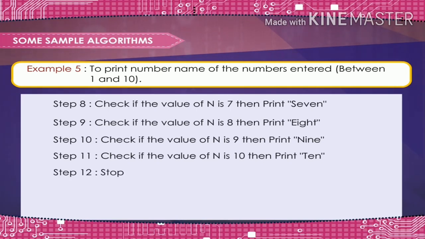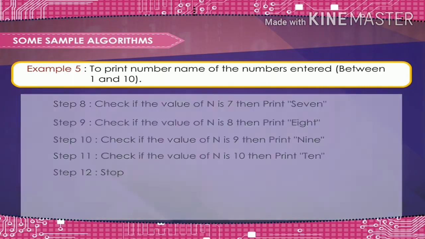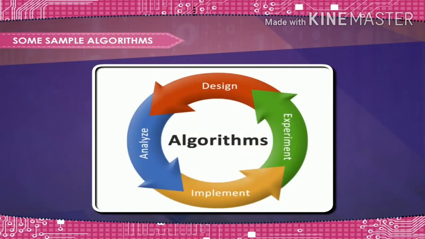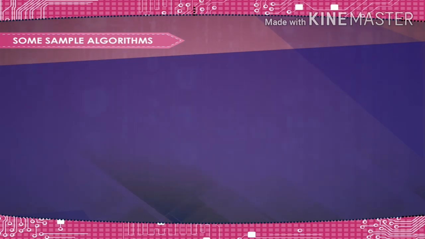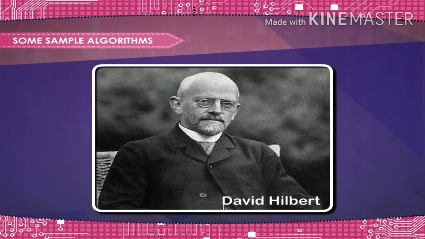Step 12. Stop. The point to be noted in these examples is that only important steps of the program should be mentioned while writing an algorithm. Algorithm helps us in designing the perfect code for our program. The concept of the algorithm existed for centuries. However, the modern algorithm began with the efforts of David Hilbert in 1928.